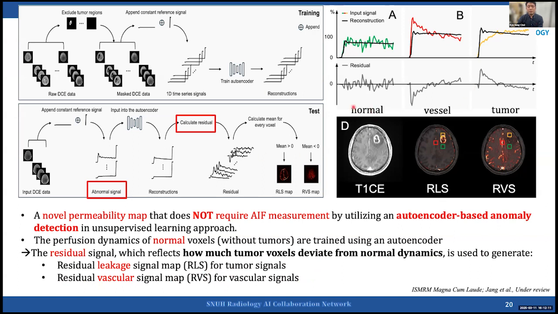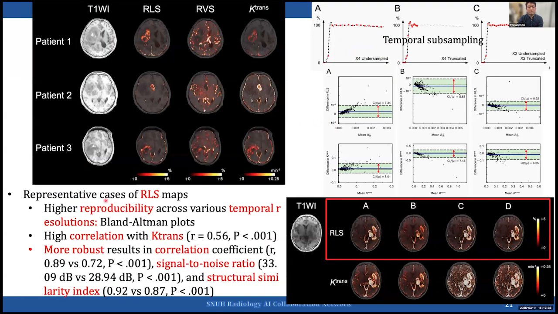On the right side, the green box indicates the normal voxel signal pattern, and the red box indicates the vessel. You can see the vessel peaking here, and the yellow box indicates the tumor, where you can see the contrast leakage pattern here, respectively. As a result, these are three representative cases. They showed higher reproducibility across various temporal resolutions.